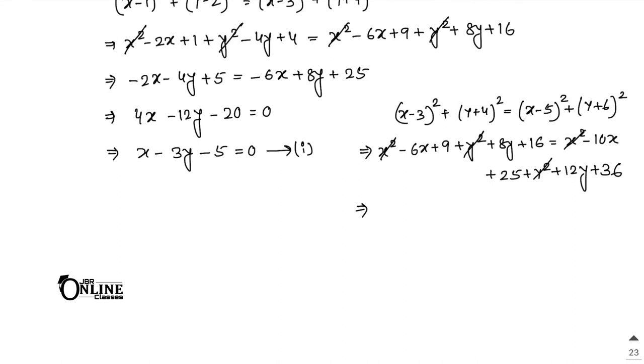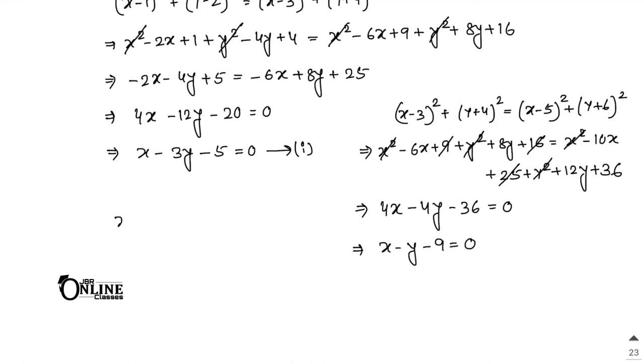So you can write minus 6x plus 10x, which is 4x, plus 8y minus 12y, so minus 4y. Then 9 plus 16 is 25, that also cancels out, okay. And the last one is 36, so minus 36, equal to 0. Now if you divide by 4, x minus y minus 9 equals 0, okay.